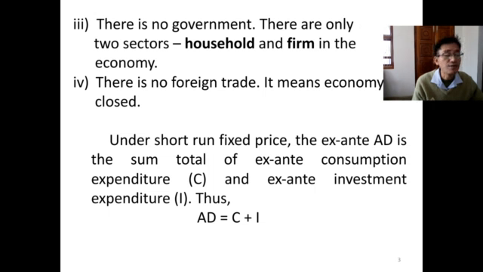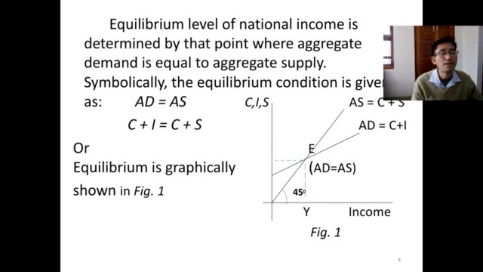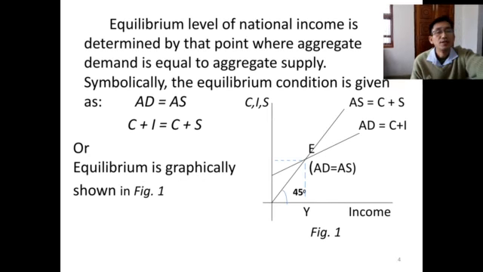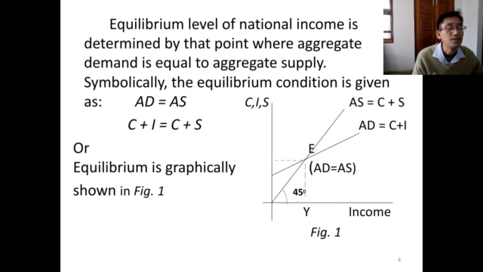Under short run fixed price, the ex ante aggregate demand is the sum total of the ex ante consumption expenditure that is represented by C and the ex ante investment that is represented by I. Thus, AD is equal to C plus I. Aggregate demand is equal to consumption plus investment. Then let us see graphically the determination of equilibrium output.